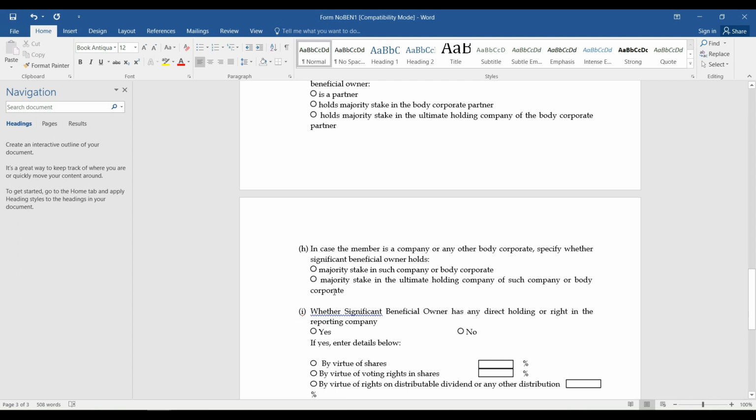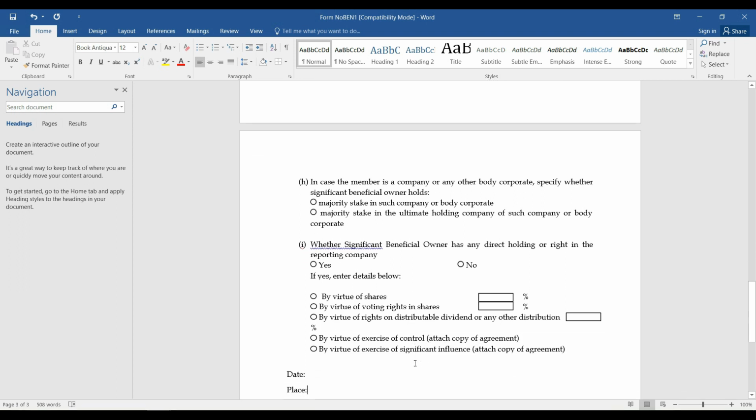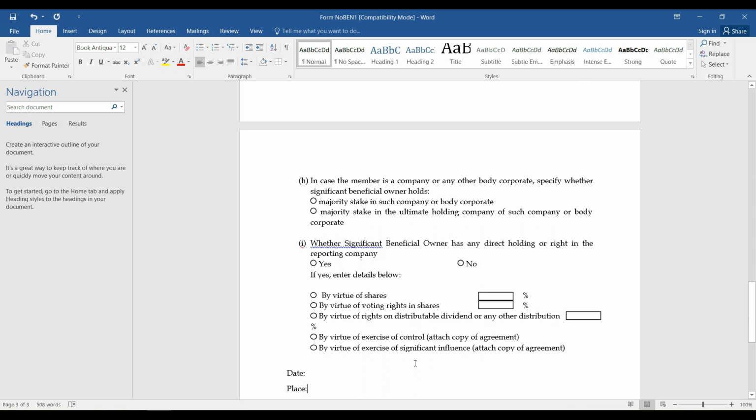Okay, whether the significant beneficial owner has any direct holding or right in the reporting company. If he is having a direct holding, then we have to mention it here. Suppose, as the rule says, having the holding directly along with the indirect holding, if qualified, then if there is a direct holding also, we have to mention it here. If yes, then click on yes and mention by virtue of share, by virtue of voting right in the share, or by virtue of distribution, whatever the option is over there at the top. The same also applies to the direct holding.